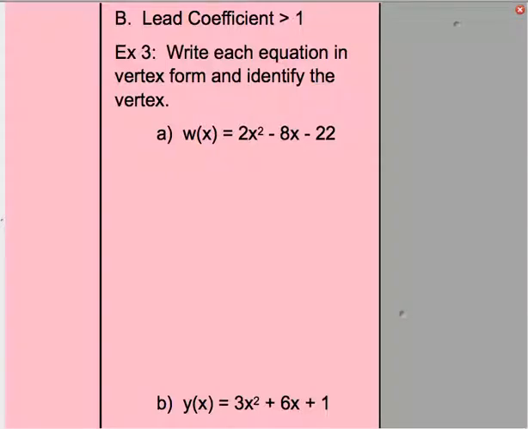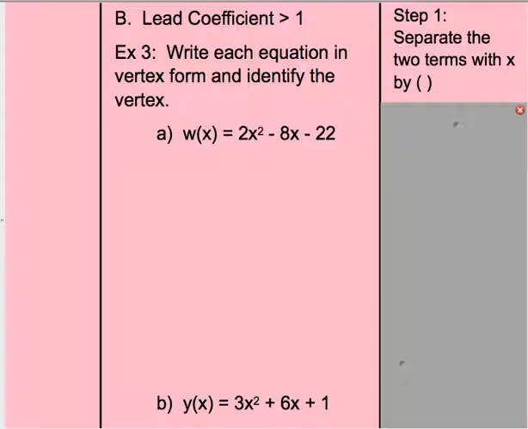As promised, in this video, we're going to take a look at rewriting a function in vertex form when there's a lead coefficient other than 1. Because this is not an equation, we can't just divide everything by the lead coefficient because that wouldn't keep it equal to what we started with. We can't balance that by dividing w of x by 2. So instead, step 1 is the same.